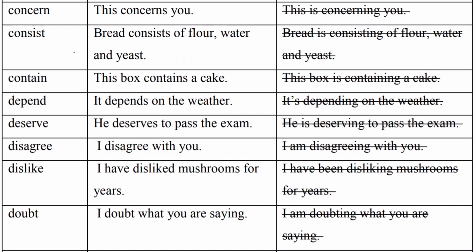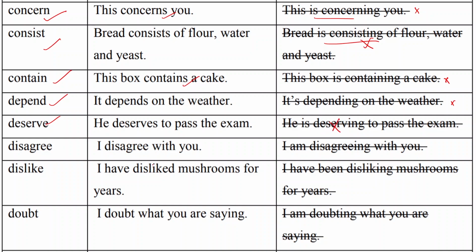Look at the next words. Start with C. Concern. This concerns you. This is concerning you is wrong. Consist. Bread consists of flour, water and yeast. Bread is consisting of, that is wrong. Next, contain. This box contains a cake. Not this box is containing a cake. Depend. It depends on the weather. It is depending on the weather, no. Deserve. He deserves to pass the exam. He is deserving to pass the exam.